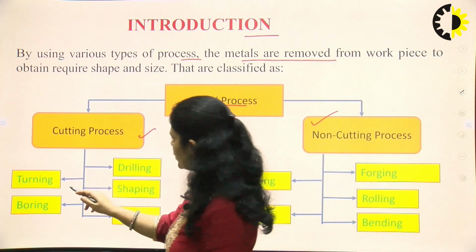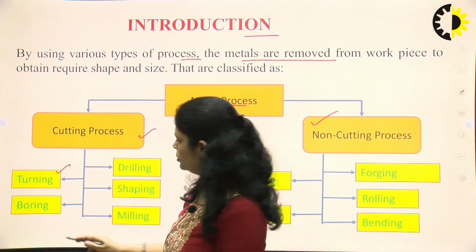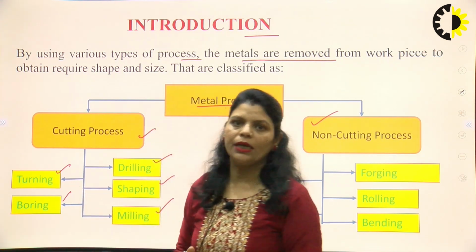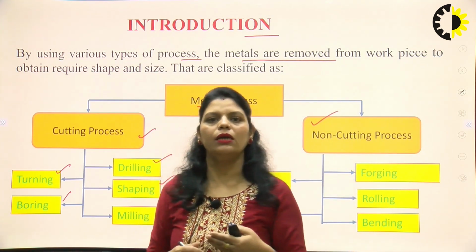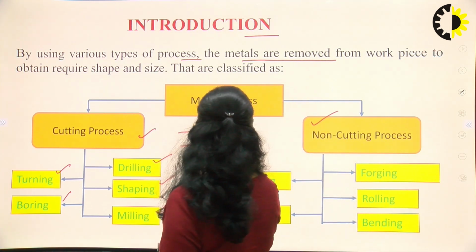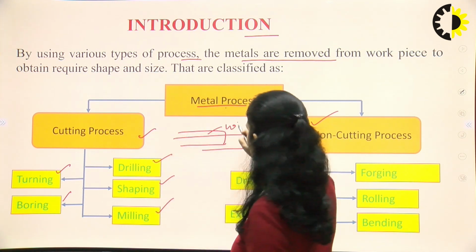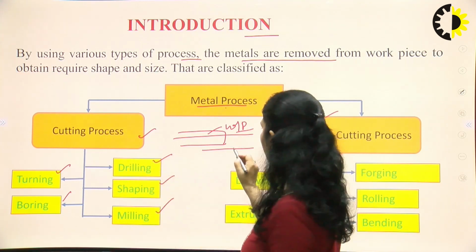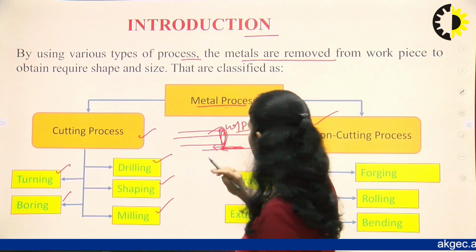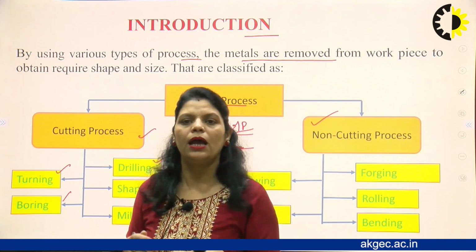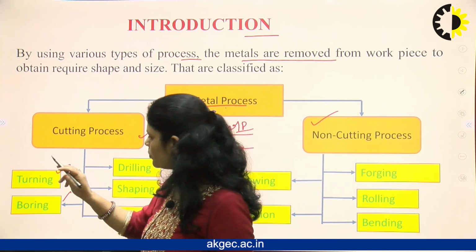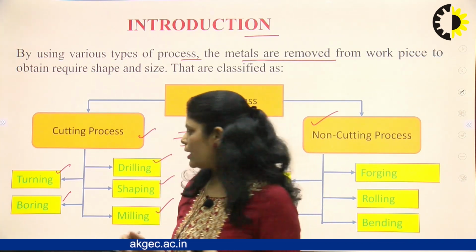In the cutting process, the examples are the turning operation, boring operation, drilling, shaping and milling. So what is the turning operation? In this, we remove the material from the workpiece. This is your workpiece, it is rotating, and this is your tool. The workpiece is rotating and the tool is moving in this direction, which means the axis of rotation of the workpiece and the tool are parallel to each other. By using the turning process, we reduce the diameter of the workpiece.